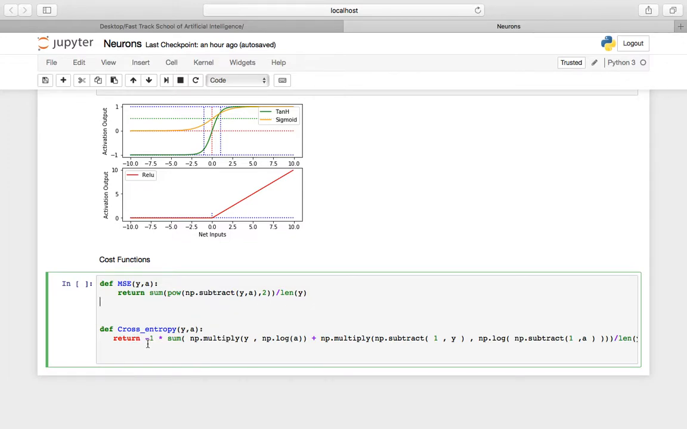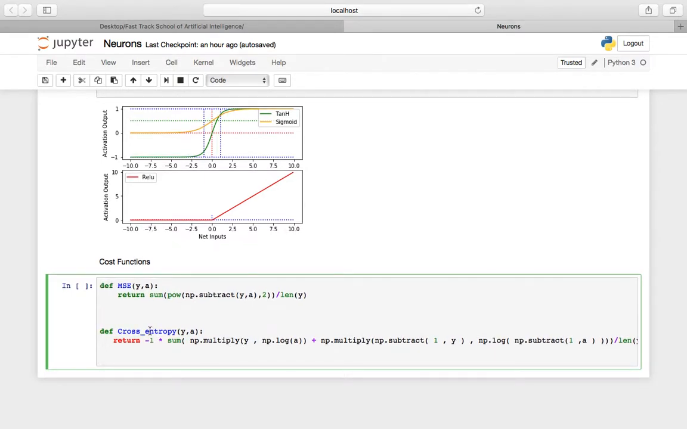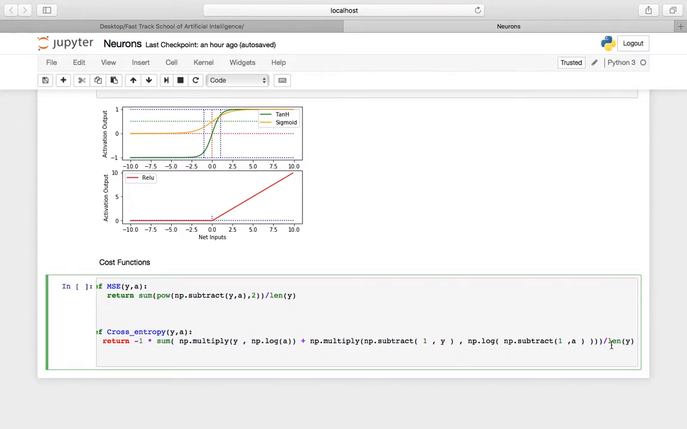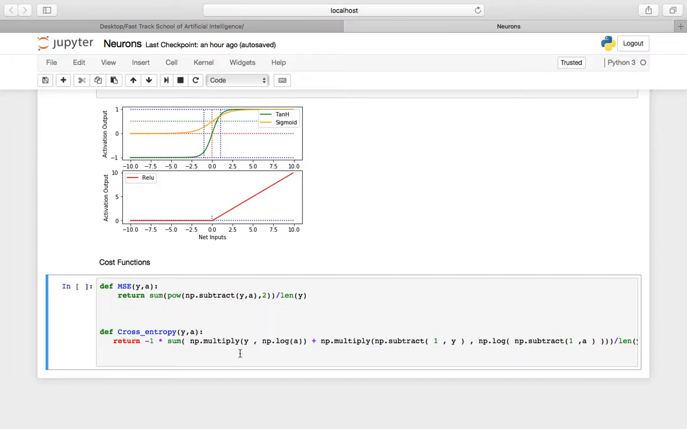In this particular case, we have applied the cross entropy cost function. We are taking the sum of y times the log of the predicted values, plus the multiplication of 1 minus the actual values times the log of 1 minus the predicted values. Here, length of y is basically the number of items we are considering together to calculate the cost function. Believe me, this is the equation I wrote down in the previous presentations. You can try it by yourself.